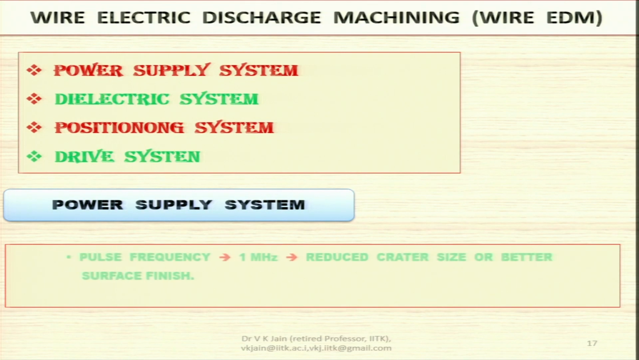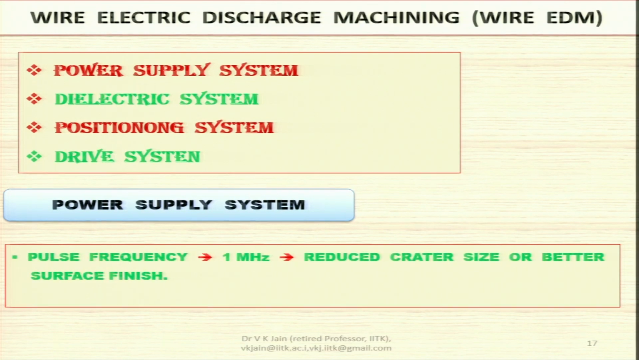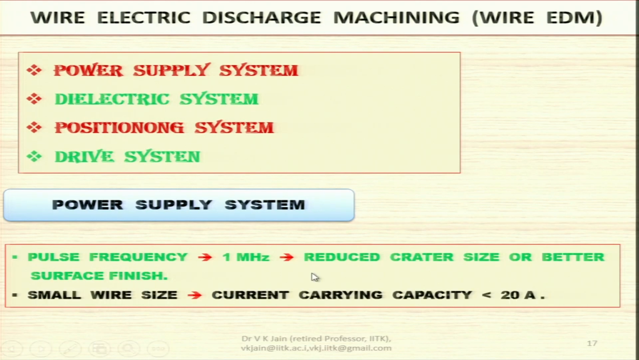Power supply system: it gives you pulse frequency as high as 1 megahertz or so, and reduced crater size or better surface finish is obtained. Larger the pulse frequency, smaller would be the energy supplied to the workpiece, and you will get the better surface finish. A smaller wire size is used. Current carrying capacity is normally less than 20 ampere.